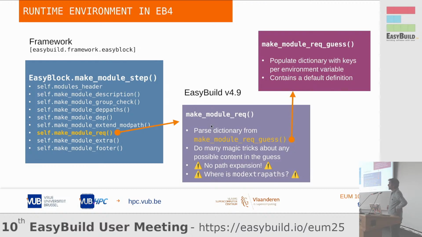In EasyBuild 4.9, though, the situation was a bit messy, and it was clear that this thing grew organically, and there was a lot of code in different places doing similar things. So we have, for instance, the make_module_req method to actually use this, the make_module_req_guess method, which if you ever code a custom EasyBlock, you might be familiar with, which is another method, a secondary method that basically defines a dictionary. And that dictionary has keys per environment variable, and each key will have the list of paths.